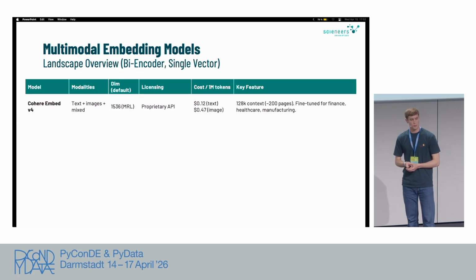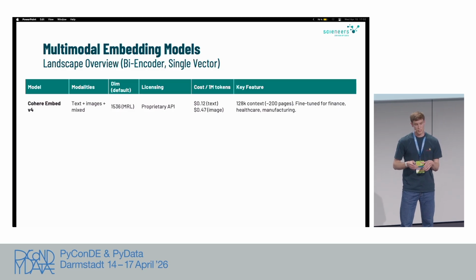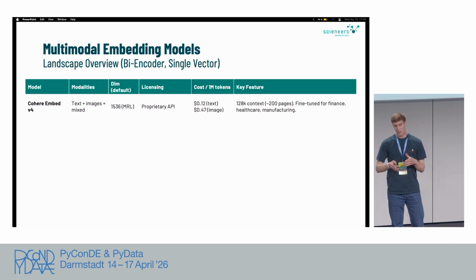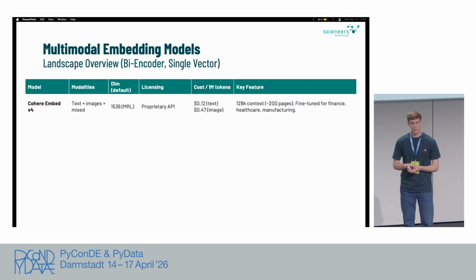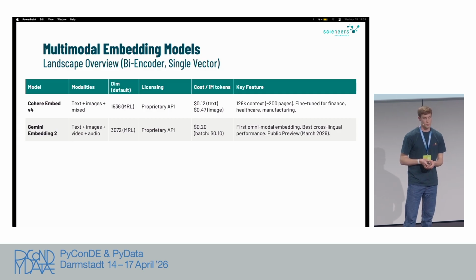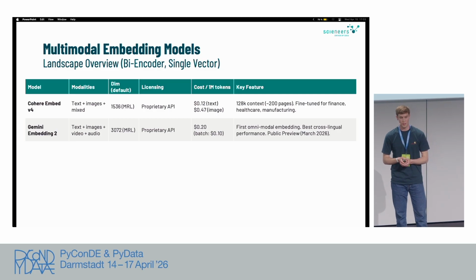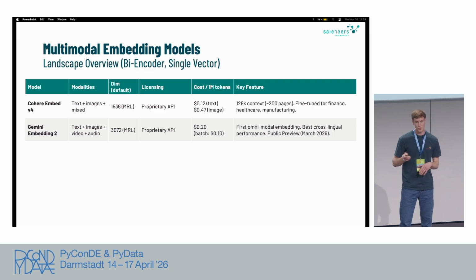The first model I want to mention here is Cohere Embed V4. This handles text and images, both of them interleaved. It's a proprietary API, and it's mainly notable due to its large context window and because it's fine-tuned for finance, healthcare, and manufacturing. A new addition to this list is Gemini Embedding, which is special because it not only handles text and images, but also video and audio natively. It's also a proprietary API. It's still in public preview and not generally available yet.